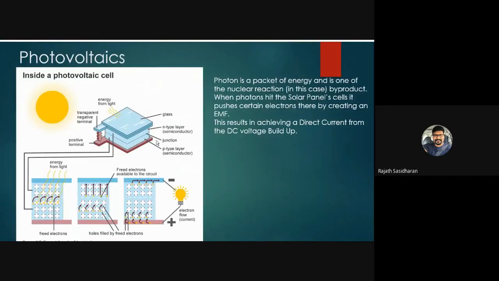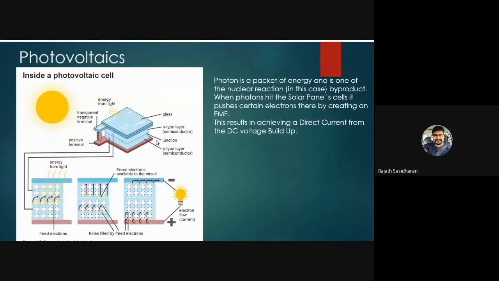Let's start with photovoltaics. We are ignoring the quantum mechanics part here. Maybe you can browse it up later. Here is just an introduction, because academically either you may have already come across this topic or you are about to come across this topic. So this is just to brush up.